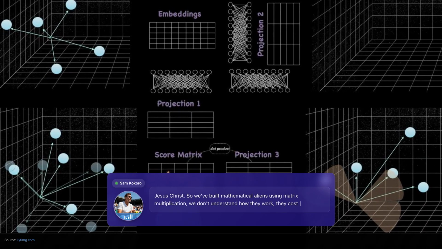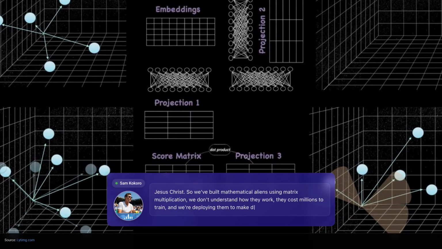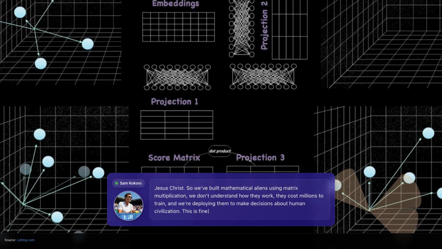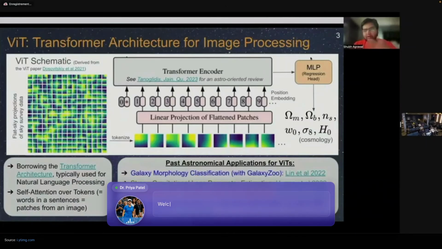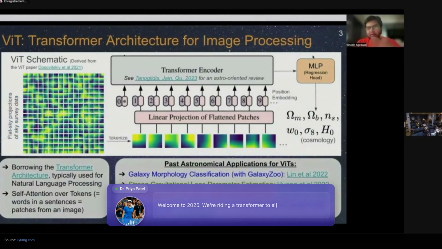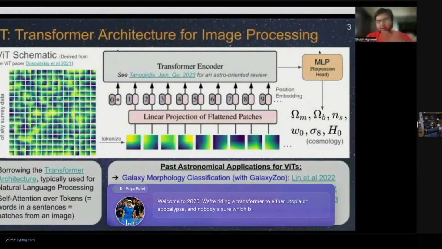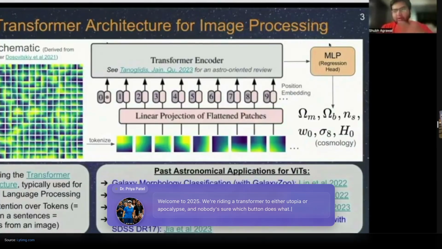Jesus Christ, so we've built mathematical aliens using matrix multiplication. We don't understand how they work. They cost millions to train, and we're deploying them to make decisions about human civilization. This is fine. Welcome to 2025. We're riding a transformer to either utopia or apocalypse, and nobody's sure which button does what.